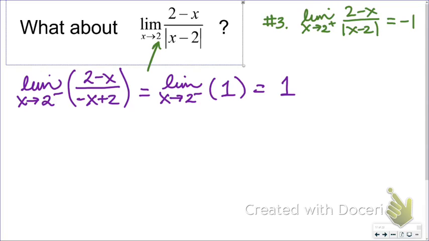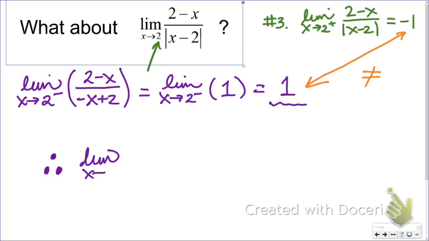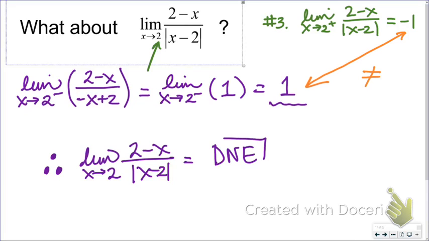And here we have a situation like we had before. The left-hand limit and the right-hand limits are not equal. And if the left and right-hand limits are not equal, then the limit does not exist.